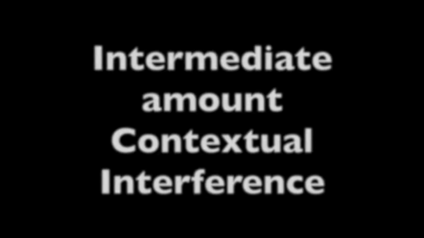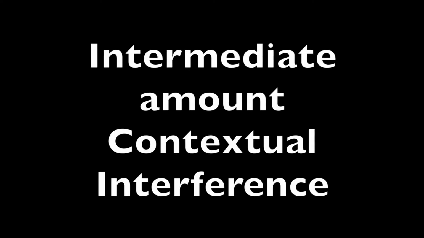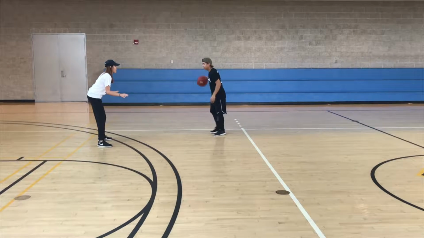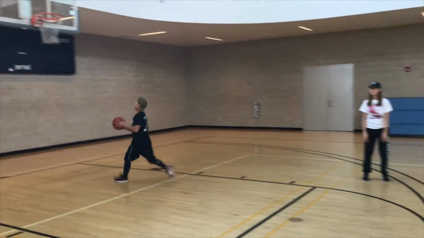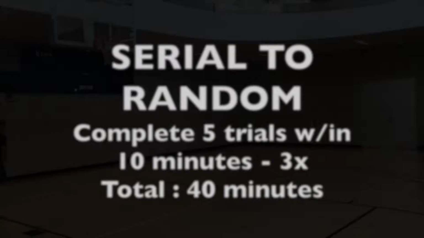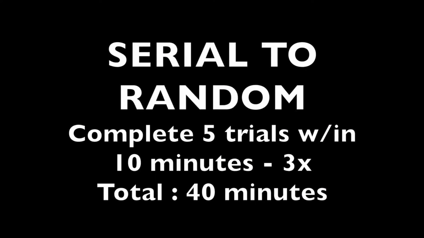In serial practice, there is an intermediate amount of contextual interference since we are always switching from one motor skill to the next. However, the sequence of these motor skills never changes, so there is still predictability. In order to advance from serial practice to random practice, the performer must successfully complete 5 trials within 10 minutes 3 times, with a total of 40 minutes of serial practice.